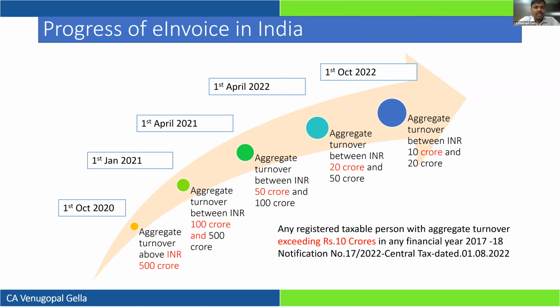In any of the preceding financial years, if your aggregate turnover is exceeding 10 crores, then the e-invoice is applicable from 1st October 2022. If the previous years did not exceed, but the current year is likely to exceed, say by December of this year you will cross 10 crores, the e-invoice will be applicable from the next financial year.